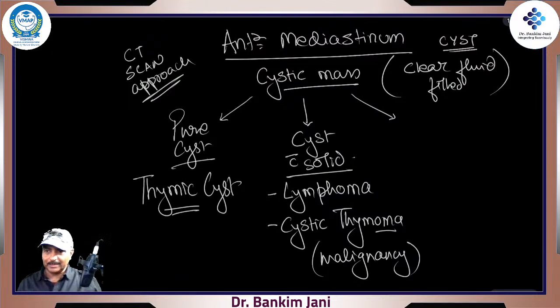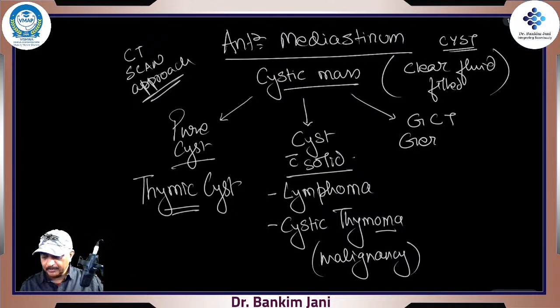Which one of these is easy to treat? Well, depends on what it is. Thymic cyst is the easiest, right? Just a surgical removal, easiest. Lymphoma and cystic thymoma, they are malignancy, right? So depending upon what stage it is, you have to go for chemotherapy, radiotherapy, or surgical intervention, depends, right? And the third is GCT.